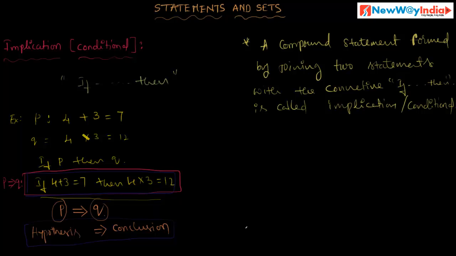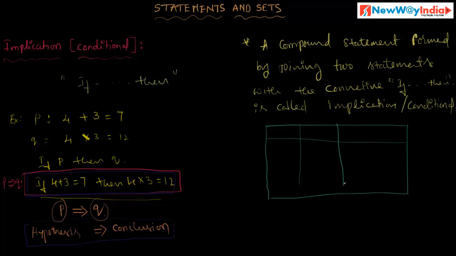So what is the truth table of this conditional? Let us see. Design the truth table like this. What are the statements? P, Q. What is the compound statement here? P implies Q. This is the conditional. In the conditional, P is called hypothesis and Q is called conclusion.